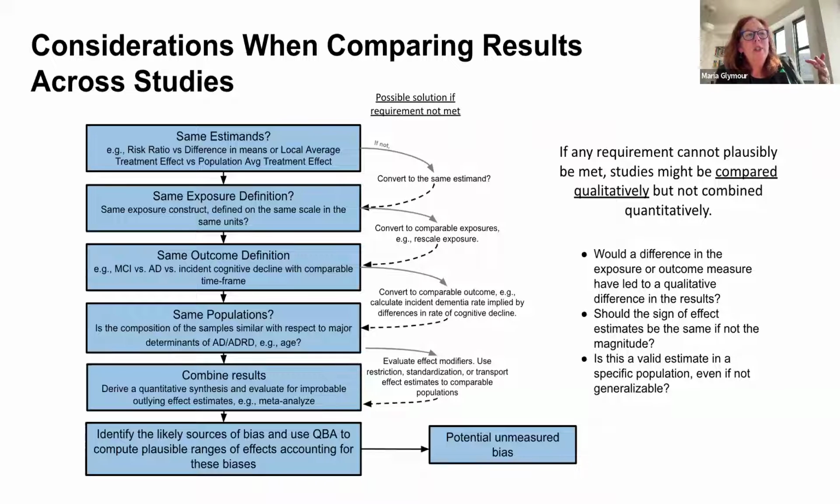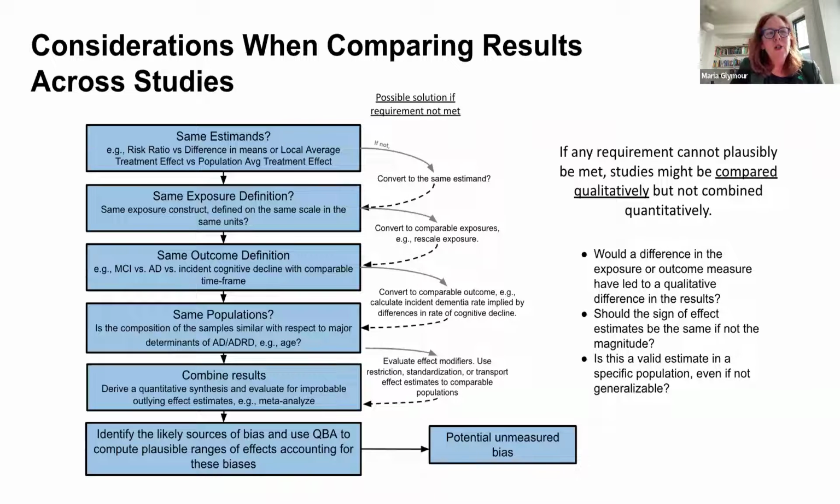Same outcome definition. This is a disaster in dementia research. You'll see all these meta-analyses, like a meta-analysis of cognitive change and then separately meta-analyses of dementia incidence. Really, everybody cares about dementia and how that causes cognitive change. We think cognitive change is mostly occurring because of dementia, but they're being totally separated because there's not an easy way to integrate the estimates.